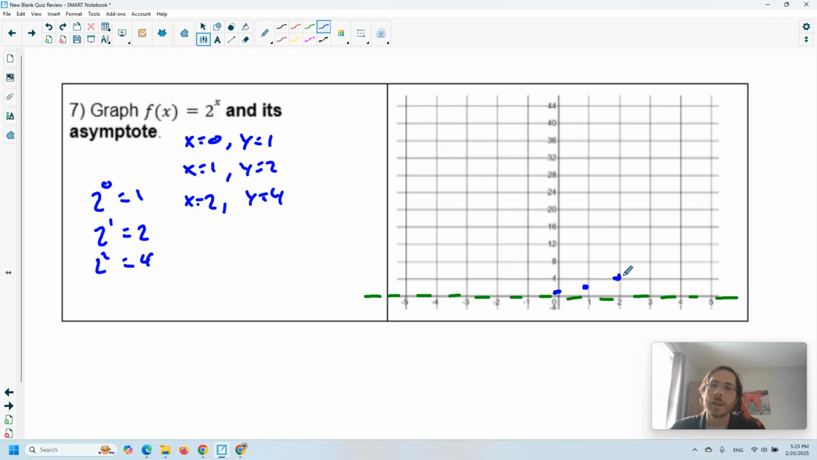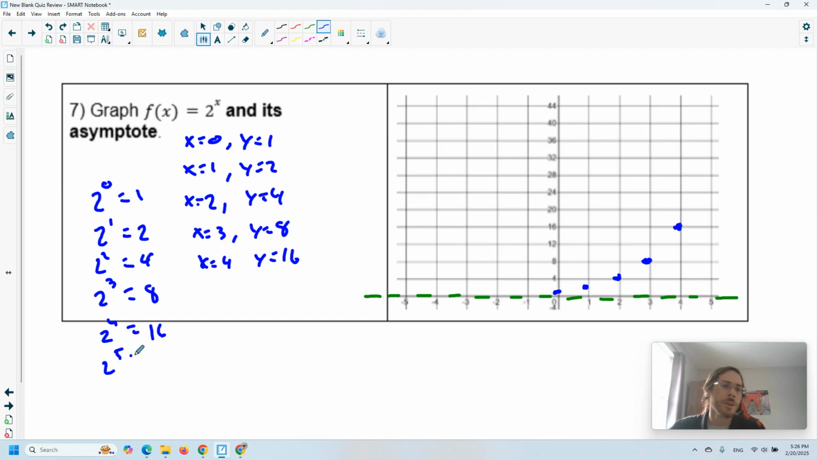So now we're right on this line. Then I would try 2 to the third. So I get 8. So if x equals 3, y equals 8. So come up here to 8. And if I try 2 to the fourth, I'll get 16. So if x equals 4, y equals 16. So that's right there. If I did 2 to the fifth, I'd get times 2 again to get 32. So if x equals 5, y equals 32.